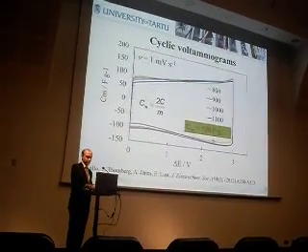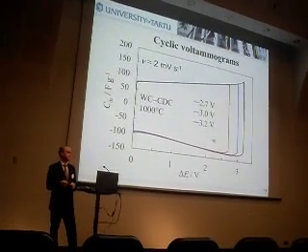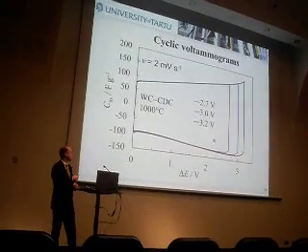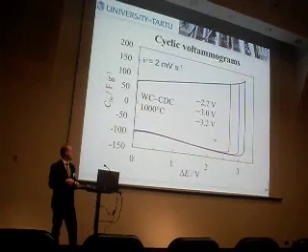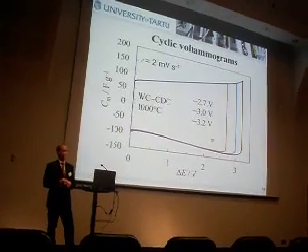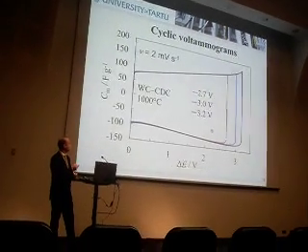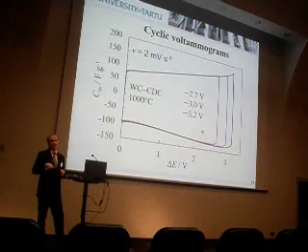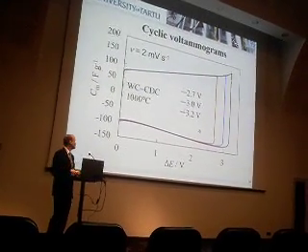And also, this nearly ideal capacitive behavior remained up to potentials of 3.2 volts. From there onwards, the current started to rise, which indicated that some oxidation or reduction processes took place.